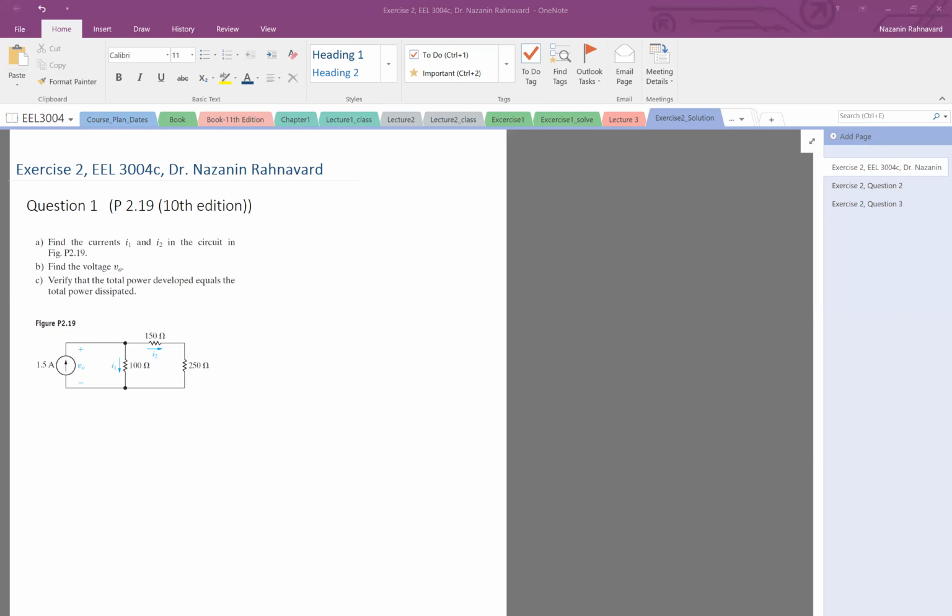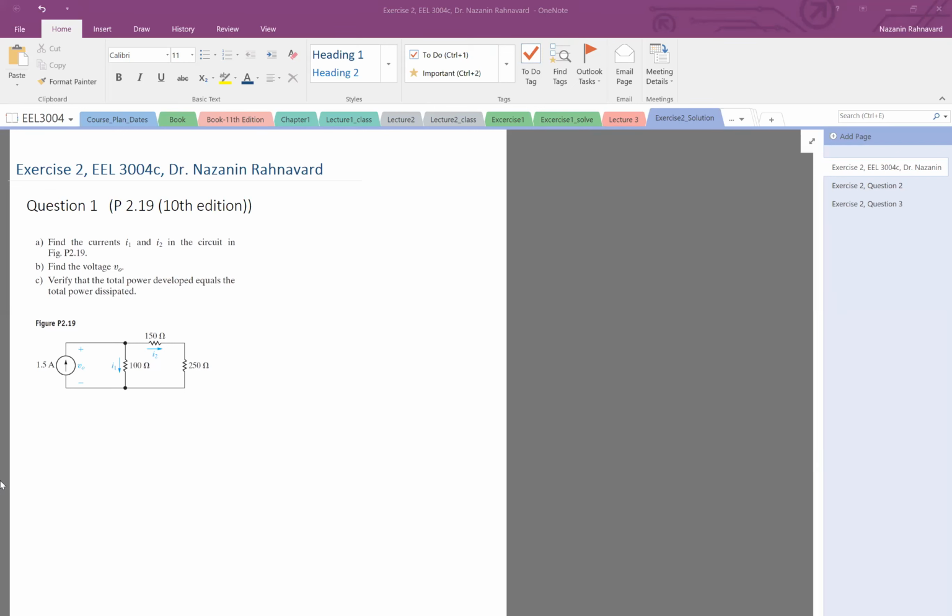Okay, so question 1 on this second series of exercises. This is from your book, 10th edition, problem 2.19. We have a circuit with an independent current source and 3 resistors. The question says find the currents I1 and I2 in this circuit. Okay, very good.